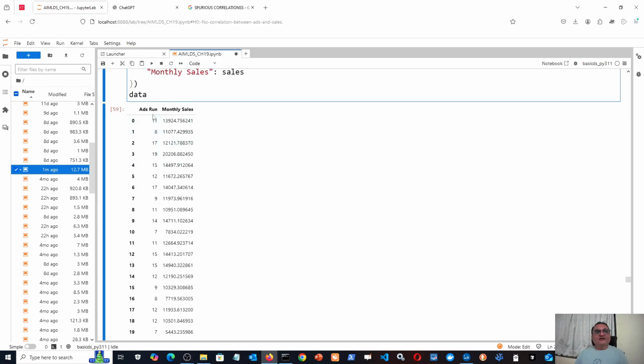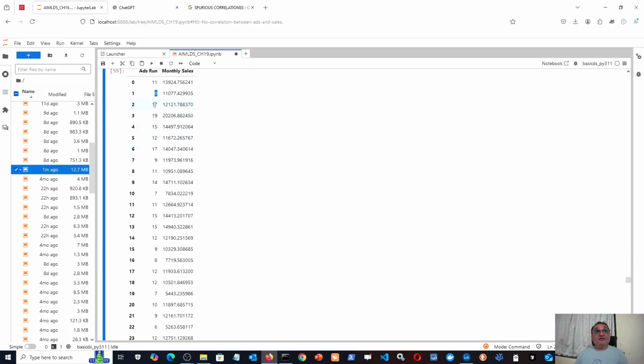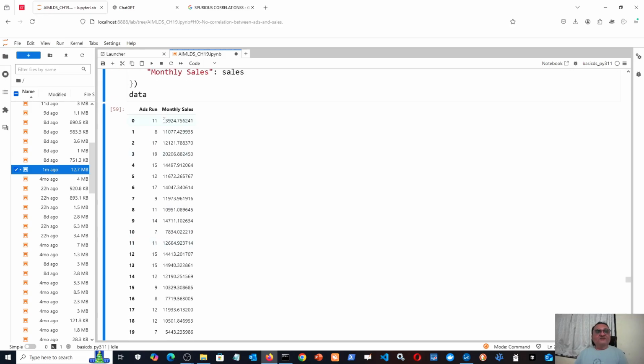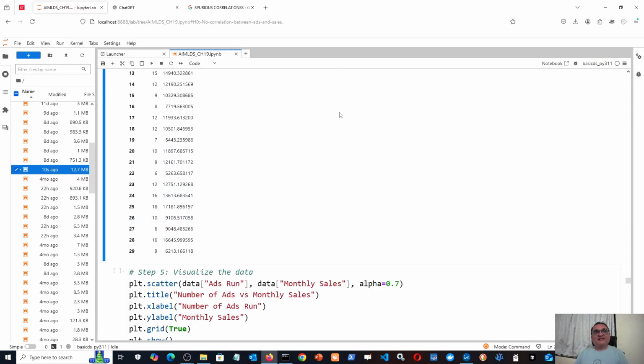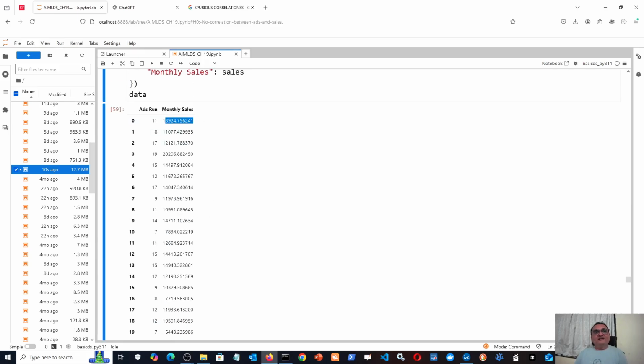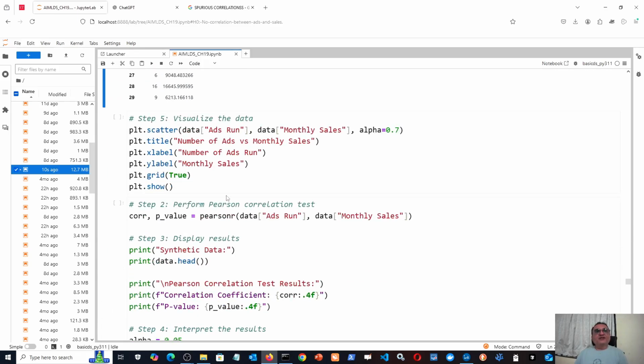It says that these are the values of ads run per day, say 11 times, 8 times, 17 times, and so on. Maybe this was some IPL day or an important football World Cup final day. On that day you ran the ad a large number of times, and these are the corresponding monthly sales. So this is ads run per day, the mean value over 30 days, and this is monthly sales. If such a sample is given to you and you are asked that question, does it show a positive correlation between these two variables? It is very easy to do that.